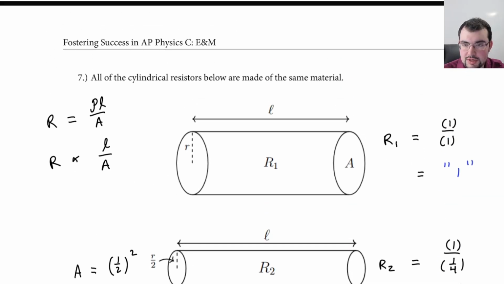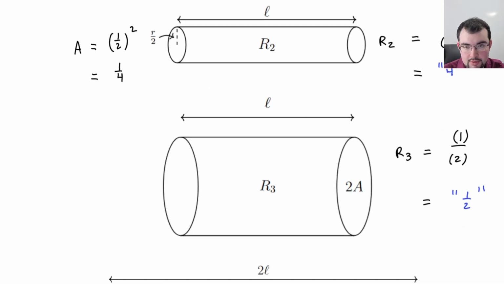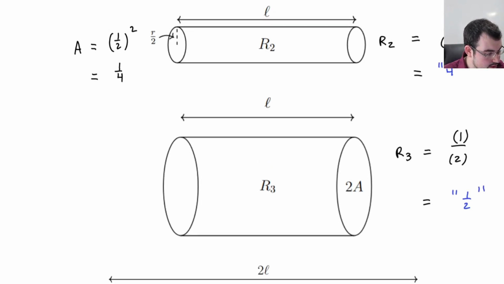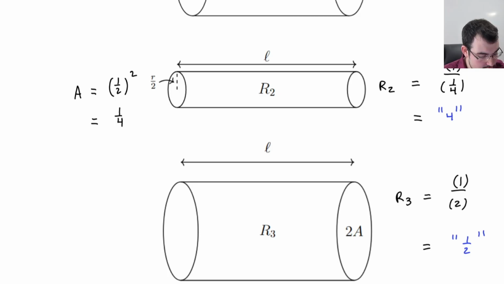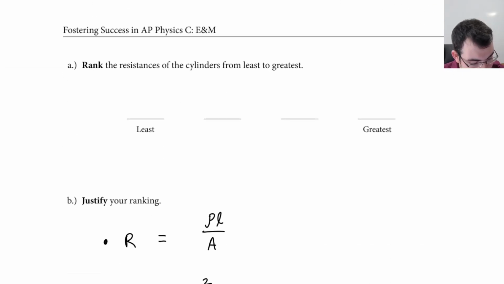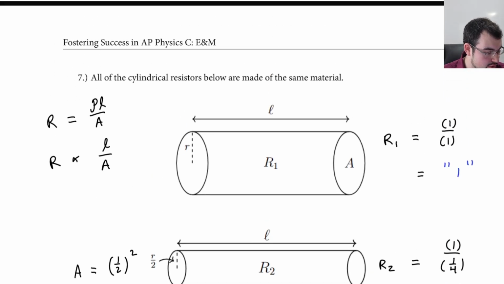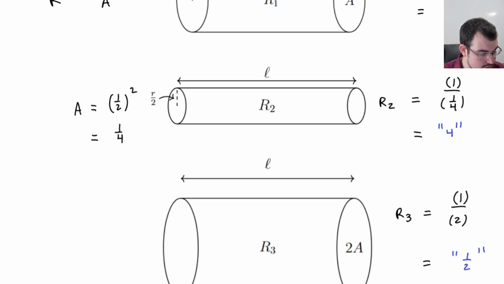So our resistances are 1, 4, 1/2, and 2. So we can just rank them now. So the smallest resistance was the short wire with a big area, which makes sense, because you had a short wire, big area. Our next resistance was the average one. Average, normal length, normal area.